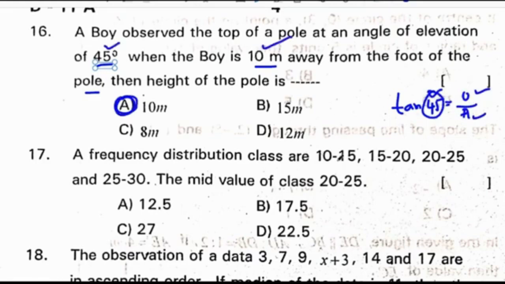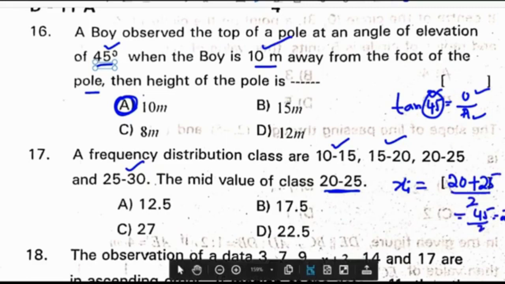A frequency distribution has classes 10 to 15, 15 to 20, 20 to 25, 25 to 30. Then the mid value of 20 to 25. Mid value, as we all know, is xi, which is the average of these two, that is, add these two and divide by 2. So 45 by 2, which is nothing but 22.5. So the correct option is D.